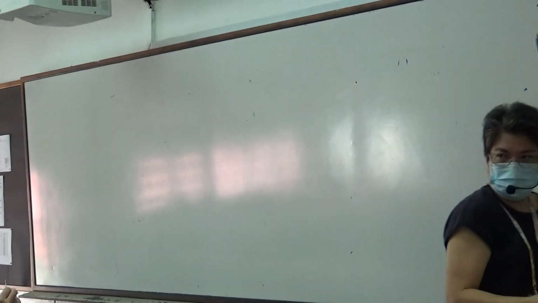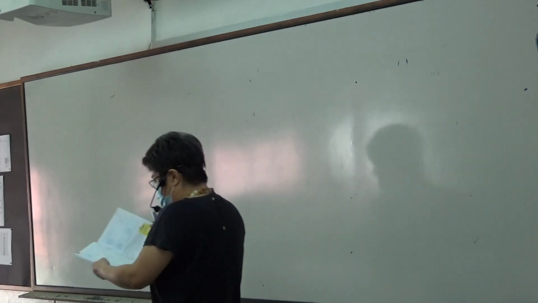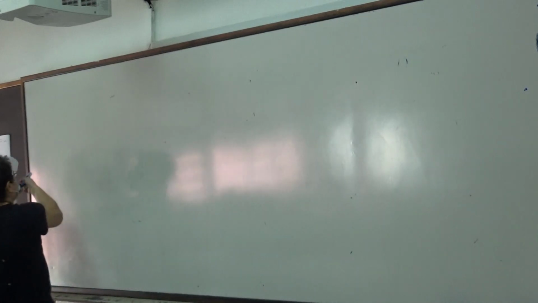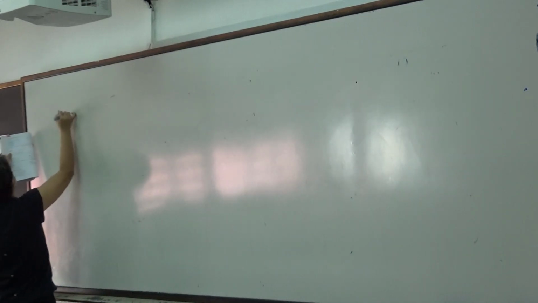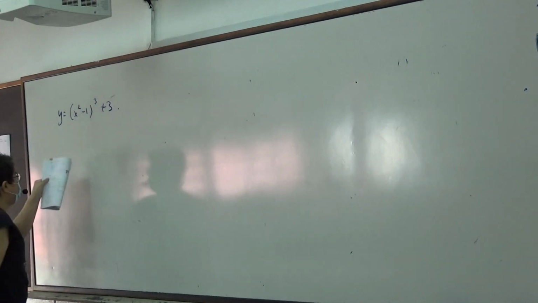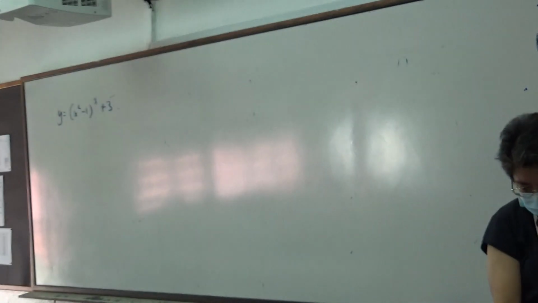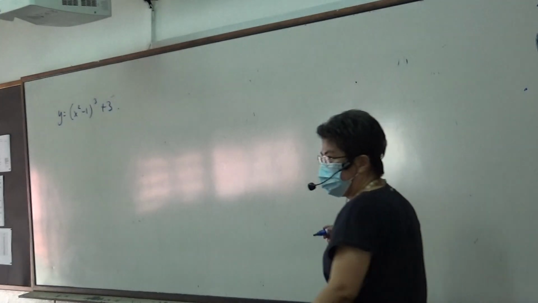Okay, let's look at example 3. I promise you, last example means last example. Given that y equals x squared minus 1 cubed plus 3, find dy/dx. I want to find dy/dx. Very easy one.